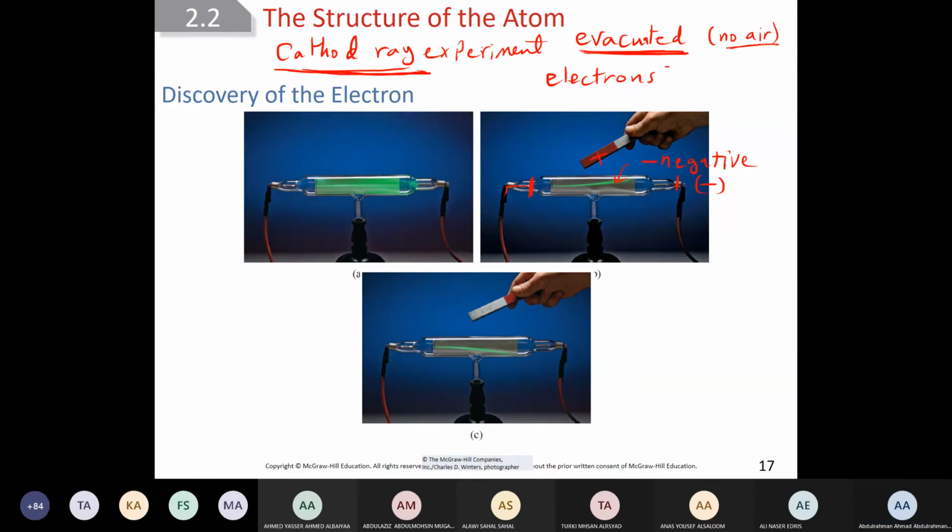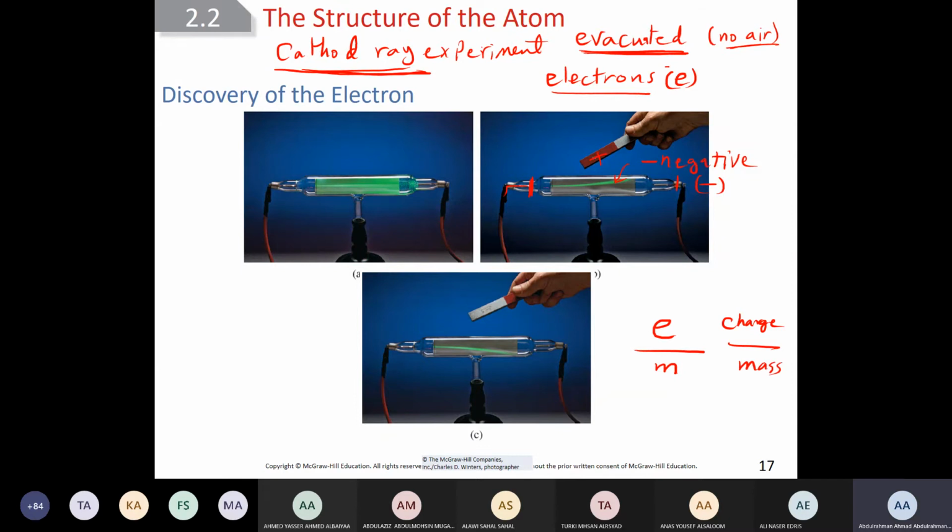Electrons. And he signed them with E. Electrons. All right? And he was able to calculate the charge to the mass of the electron. Charge to mass.